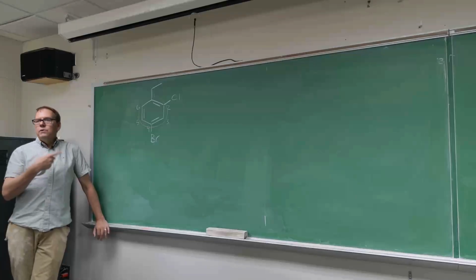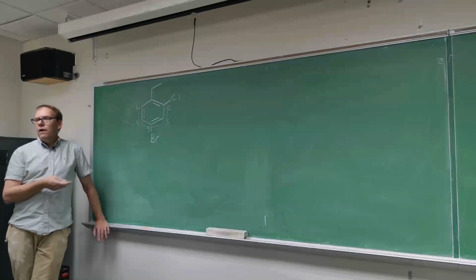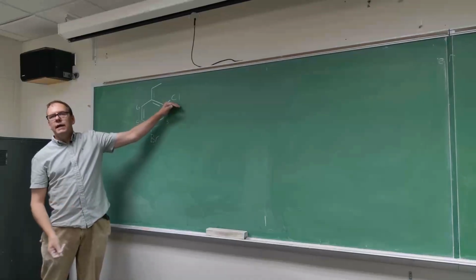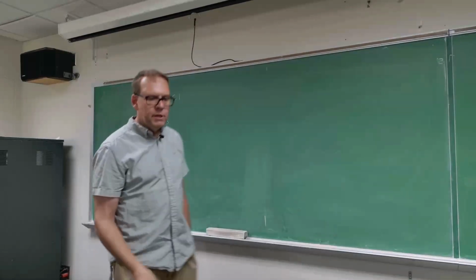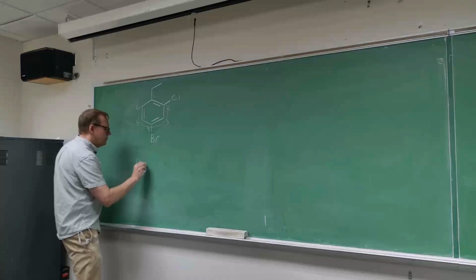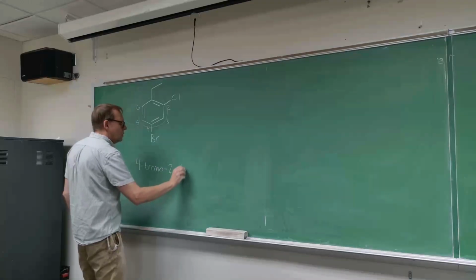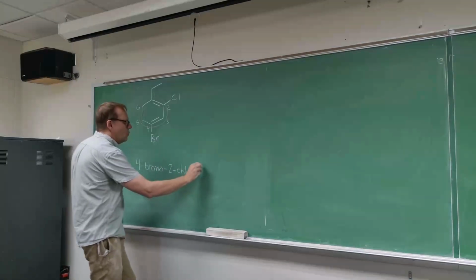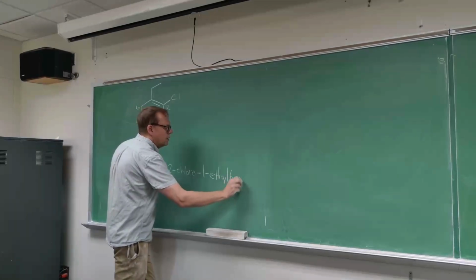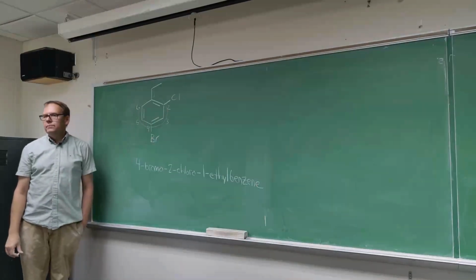So we have an ethyl group in the 1 position, a chloro in the 2 position, and a bromo in the 4 position. So then you alphabetize these groups. B for bromo is going to be first, and then C for chloro is going to be next, and then E for ethyl is going to be last. But we're going to give them the numbers based on what I've got up here. So the name of this molecule would be 4-bromo, 2-chloro, 1-ethyl, and then no space, just go right into the name of the molecule, benzene. 4-bromo, 2-chloro, 1-ethylbenzene.